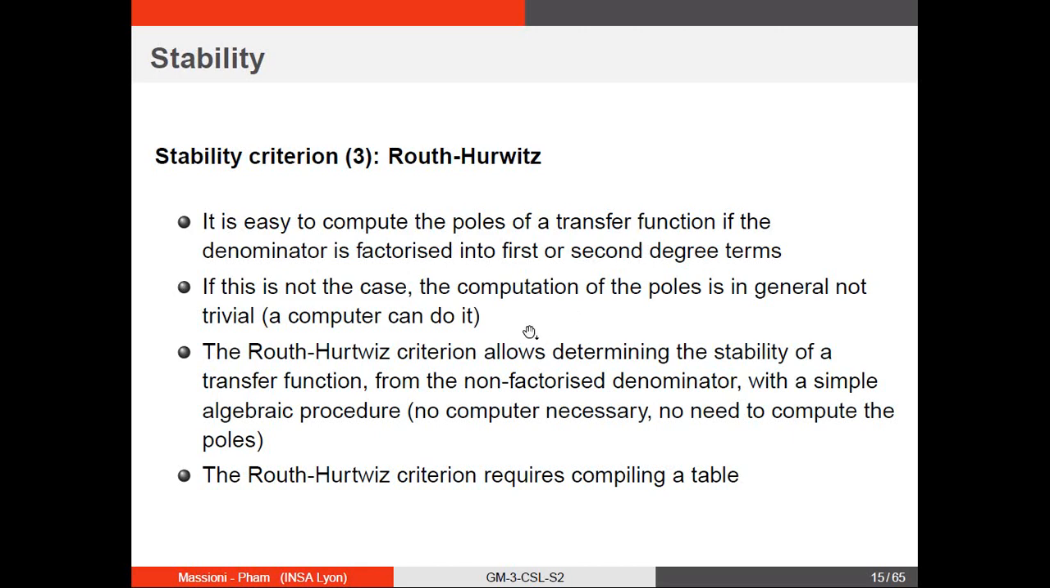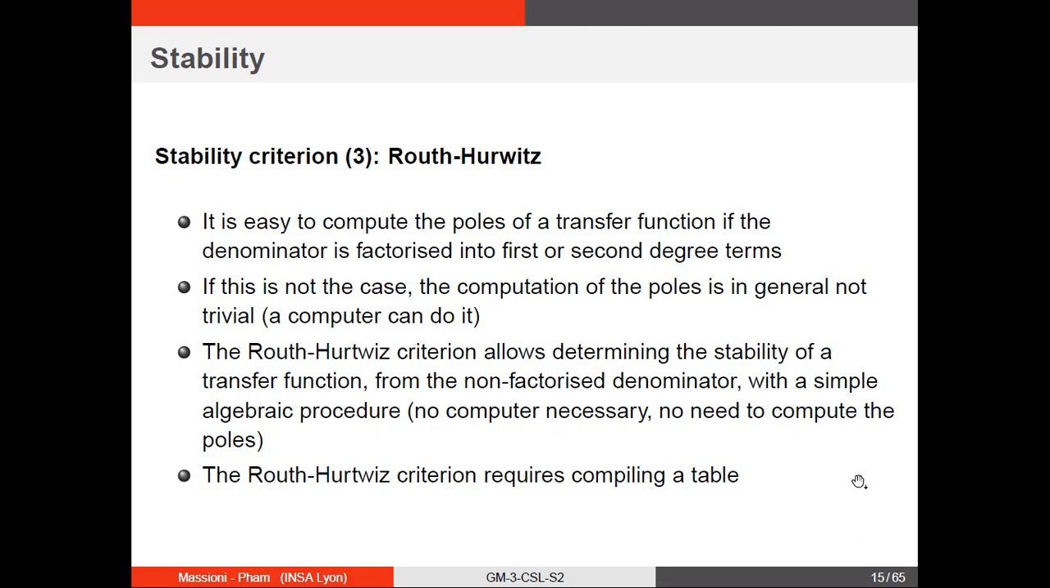Anyway, what is it about? To make a long story short, you can use this Routh-Hurwitz criterion to determine whether a polynomial, so the denominator of a transfer function, corresponds to a stable transfer function or not, just with a simple algebraic recipe. Basically, the recipe consists in compiling a table.